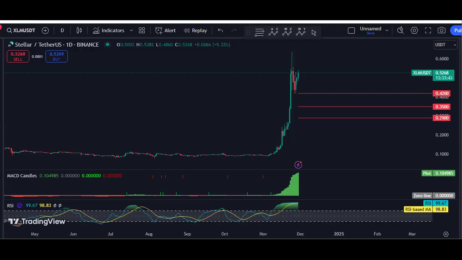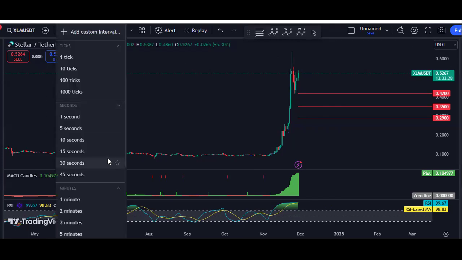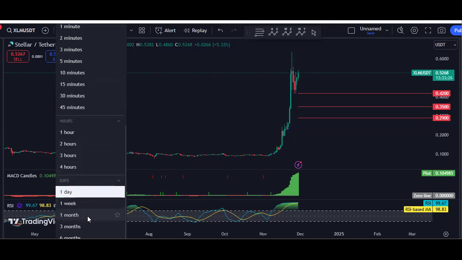XLM, we start with the daily chart, and as we can see, we get this move, similar to what we get for the XRP, because this is relative to each other. And right now, we're looking at this correction, the daily correction. Anyway, we start with the higher time frame, and we want to see what we can look for.